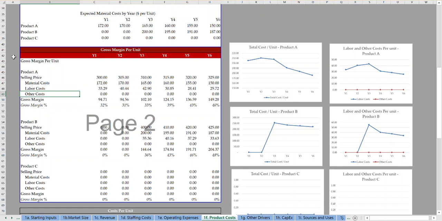Other costs are pulled through from our operating expenses tab and include expenses that are related to production. As you'll see, we have no other monthly costs related to production. In this example, we were assuming that our production was outsourced to a third party. We've also provided some graphs and tables here to give users a visual of what their total costs look like on a per unit basis over time, as well as their labor and other costs on a per unit basis.